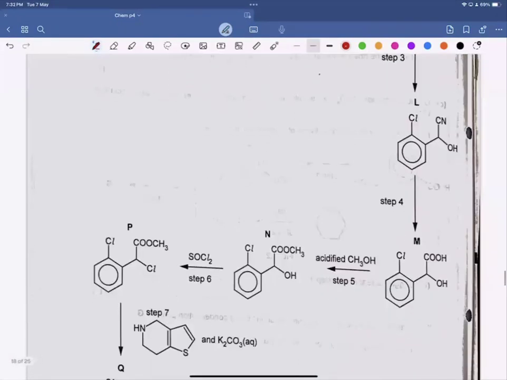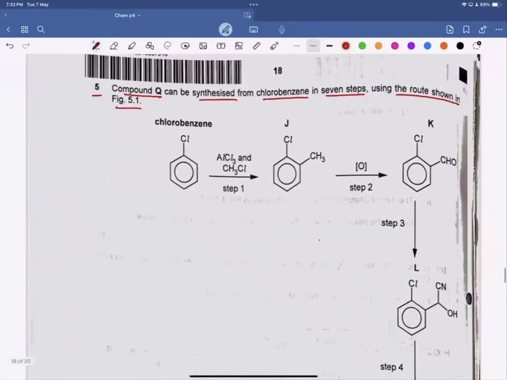Before heading towards the question, if you work out these steps and their types of reactions, it will be very easy for you. If we look at the types in step 1, you see that an alkyl side chain gets substituted, so it's an electrophilic substitution, right? And then there is atomic oxygen over here, which clearly indicates that an oxidation reaction takes place.